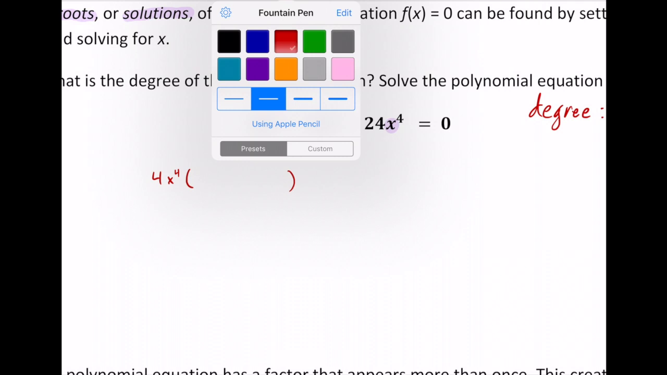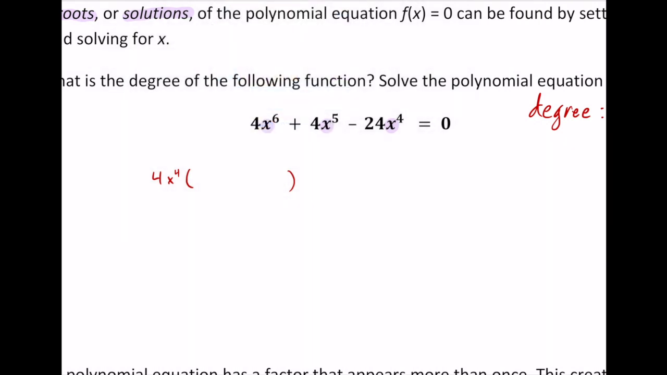Alright, now that I have this, I have 4x to the 6th. So that's like writing x 6 different times. And if I take away the 4 and take away 4 x's, what am I left with? I just have an x squared. So 4x to the 6th, factor out 4x to the 4th, you're just left with 2 x's, x squared.